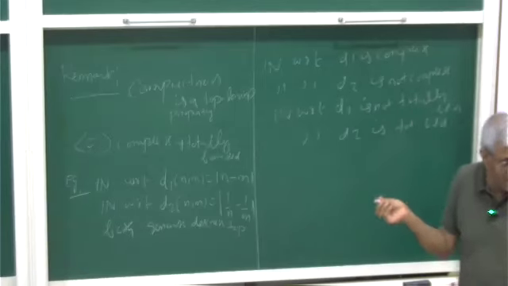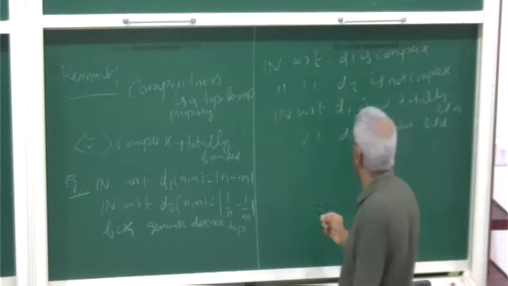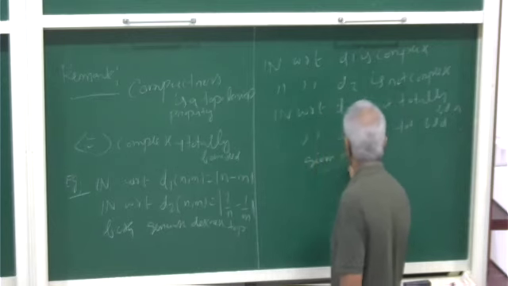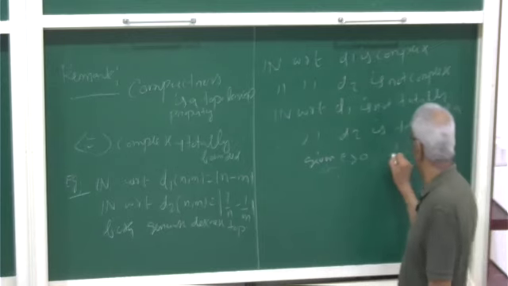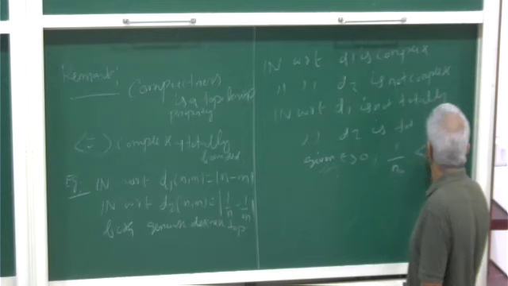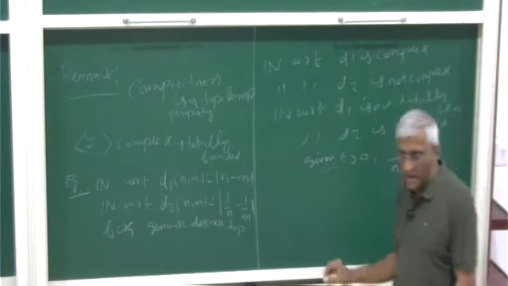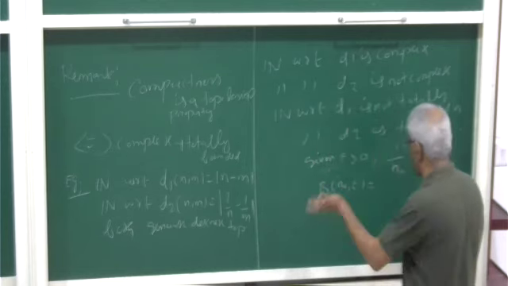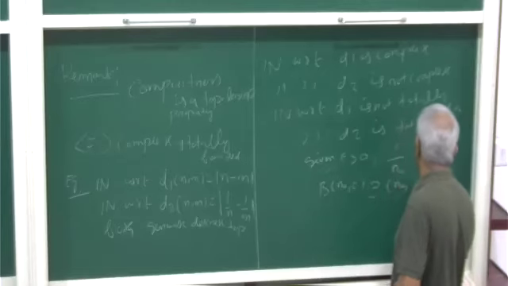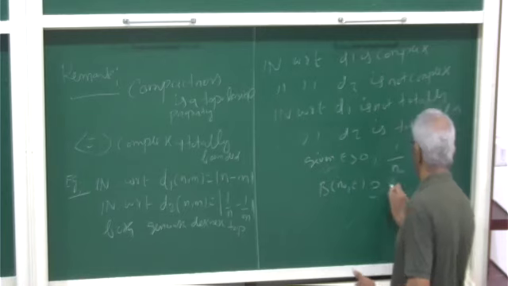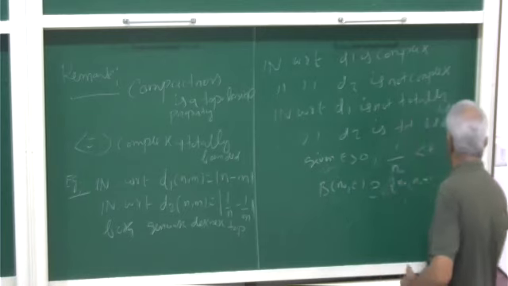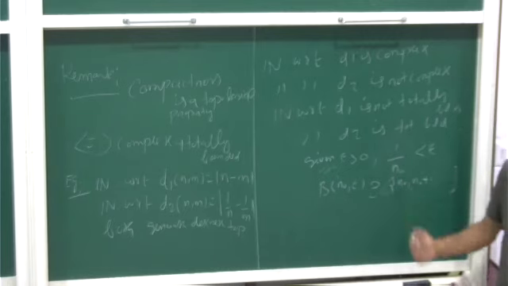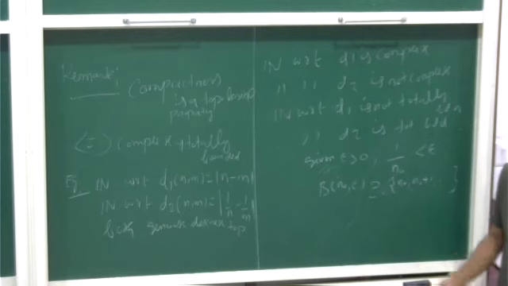That's also an easy exercise. Given epsilon, take some n naught with 1 by n naught less than epsilon. Then the ball B of n naught with radius epsilon contains at least all of n naught plus 1 up to infinity. Then there are only finitely many remaining points, which can be covered by epsilon balls. You don't need all of them.